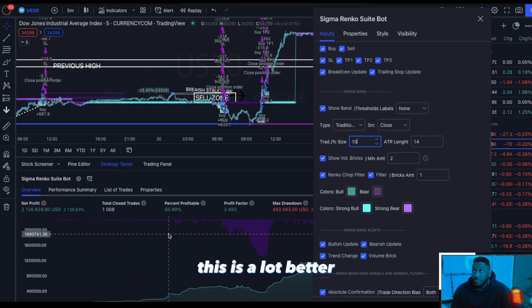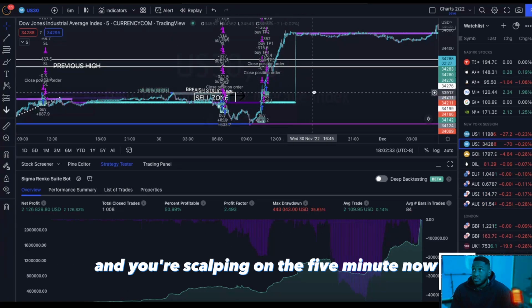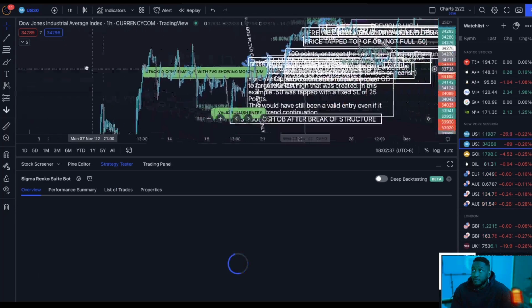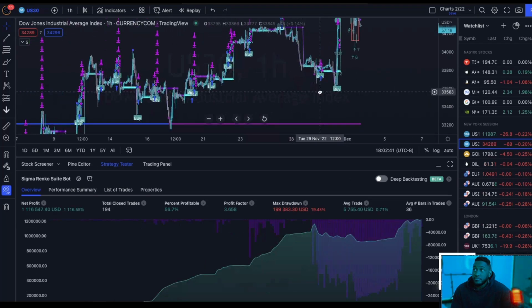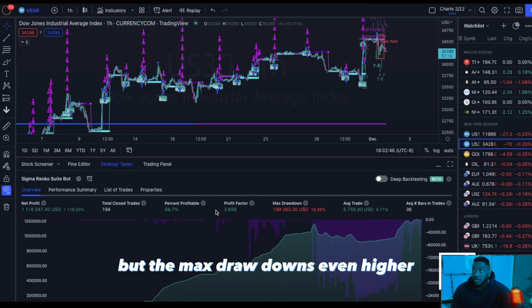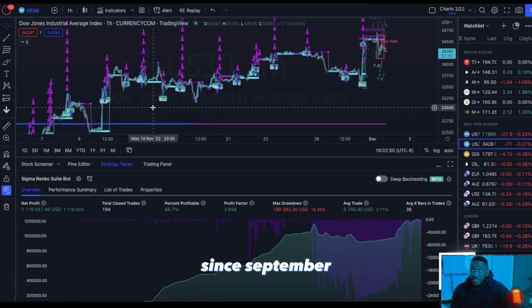This is a lot better, right? A lot better. And you're scalping on the 5 minute. Now let's see what that looks like when I go to that hour. Damn, I was really back testing, don't mind all that. I go to the hour, everything smooths out, but the max drawdown's even higher. But you're also playing with $100,000, and this is giving you $1 million back in profits since September.